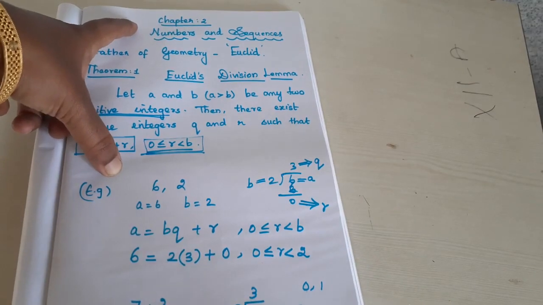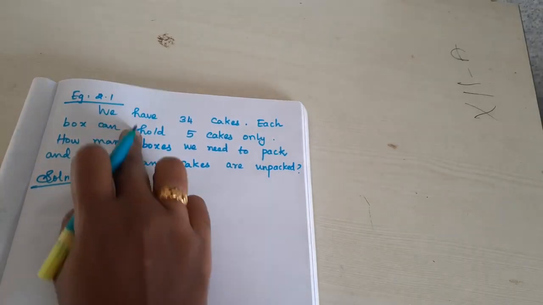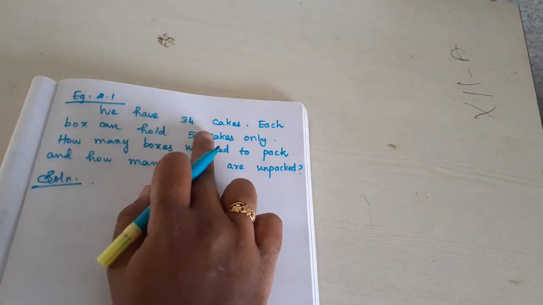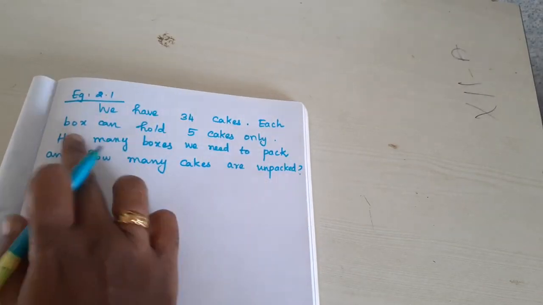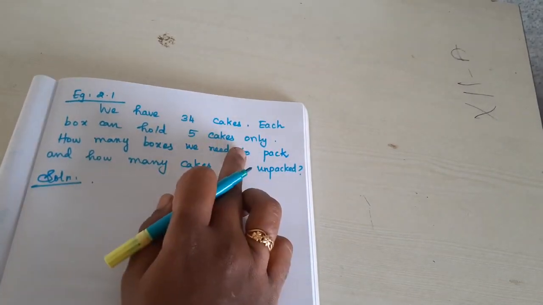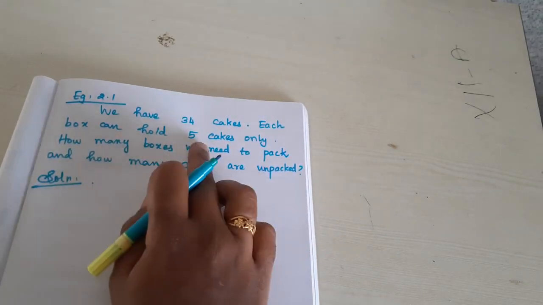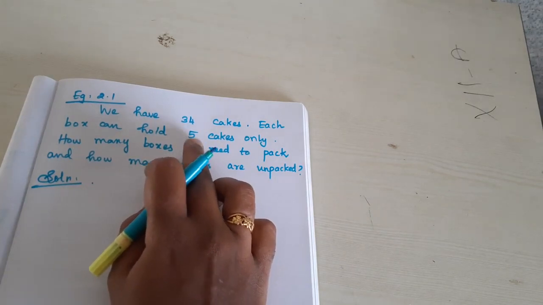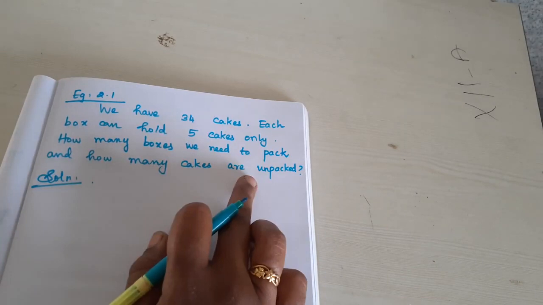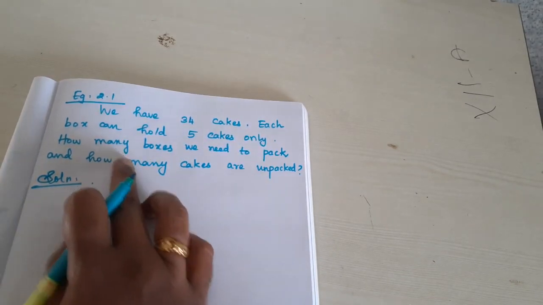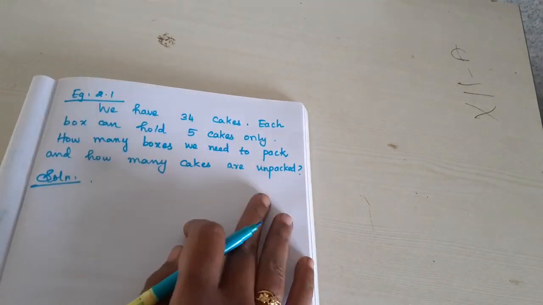Got it, students? Okay, dear students, come to the first example. Example 2.1. We have 34 cakes. Okay, it may be banana cake, anyhow, it is some cake. We have 34 cakes. Each box can hold 5 cakes only. So totally we have 34 cakes, and in one box we can keep 5 cakes only. So how many boxes do we need to pack and how many cakes are unpacked? Total how many boxes are needed we need to calculate, and the leftover cakes also we need to find.